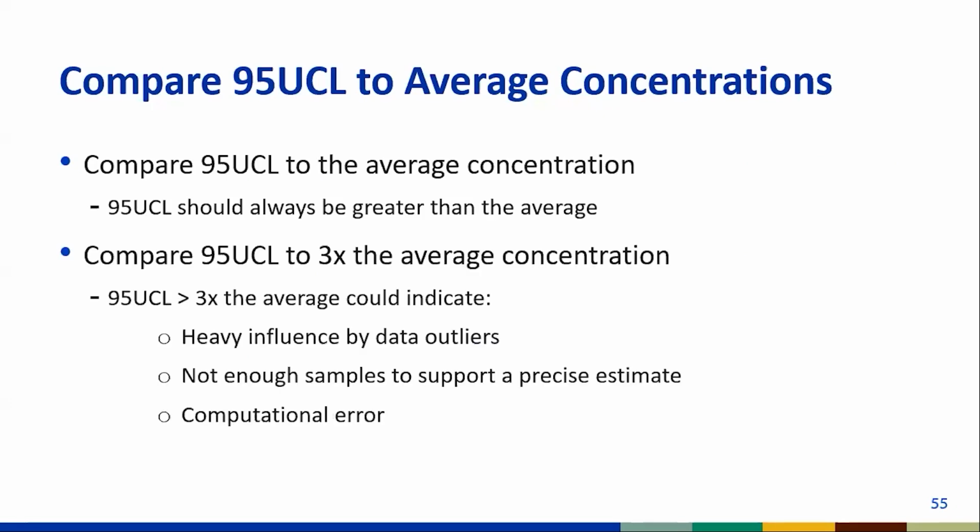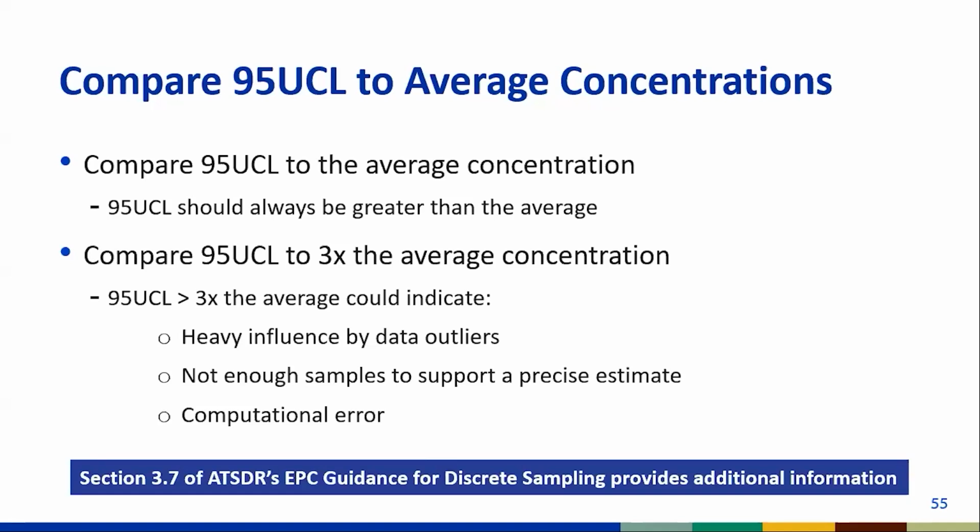If it does not, there is likely a computational error that needs correction. Health assessors should then compare the 95 UCL to a value equal to 3 times the average. If the 95 UCL is 3 times greater, the health assessor should determine if data outliers are strongly influencing the results, if there are not enough samples to support a precise estimate, or if some other type of sampling, analysis, or computational error may have occurred. Health assessors will need to review these instances on a case-by-case basis to determine the best course of action.